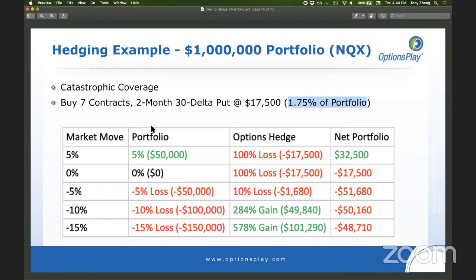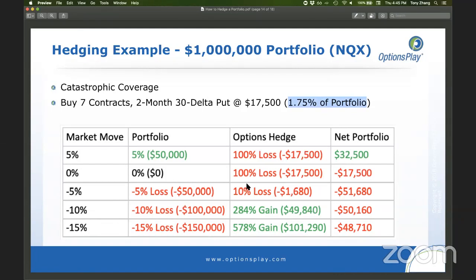And what I have here is simply the portfolio gains and losses in the second column. I have the options hedge in the third column, and then I have the net portfolio here on the right. So I want to show you how this performs. If you look at an unhedged portfolio, if that $1 million portfolio, if the market moves up 5%, I make $50,000, moves down 5%, I lose $50,000, $100,000, $150,000 as the market sells off.